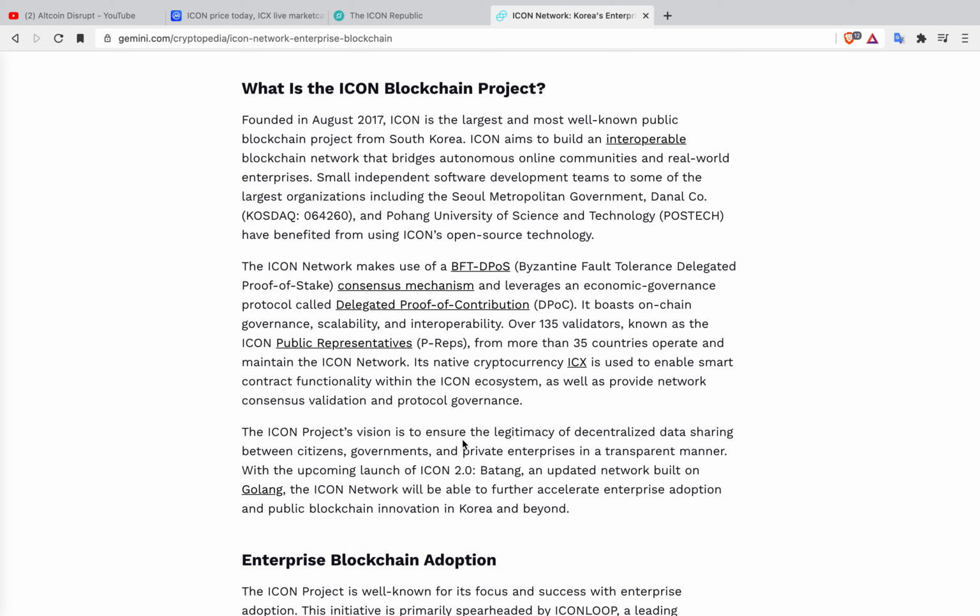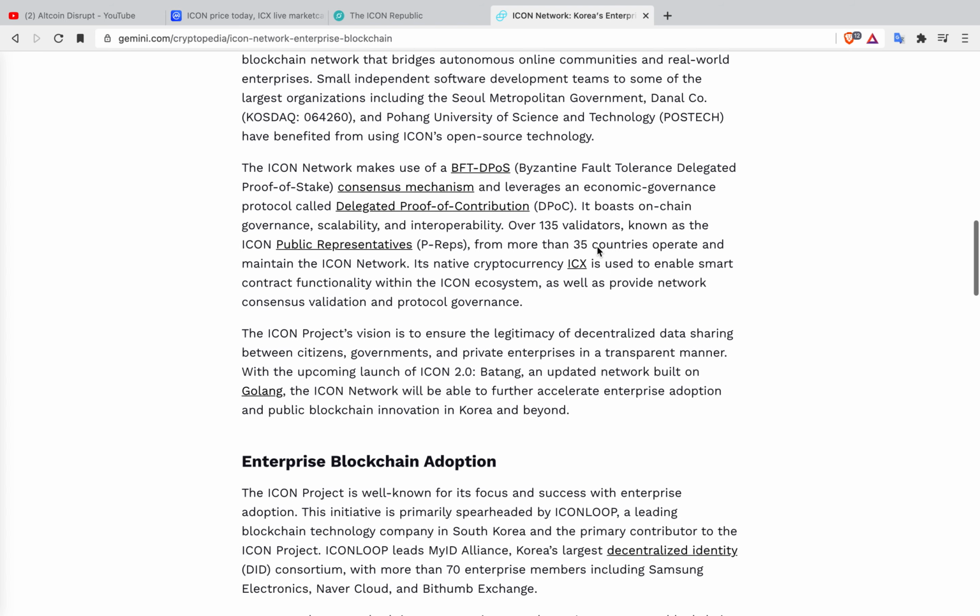Now, these are the institutions that will be benefiting, guys. Now, this is big. This is big. I can't explain to you how big this is unless you do your research into the name of these universities, into the Seoul Metropolitan Government themselves. You'll understand how huge this is.